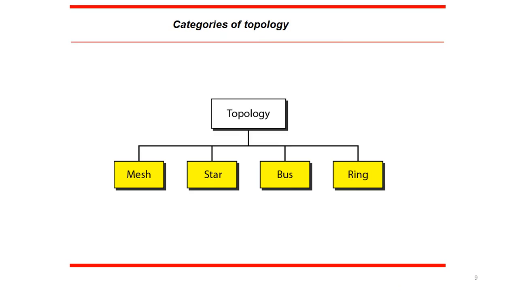Now, when you are forming a network, there are some topologies you have to use. There are basically four topologies: mesh, star, bus, and ring. Afterwards we'll see the details of these topologies. Remember that topology is nothing but the structure of a network, meaning how a number of devices are connected in a specific structure.